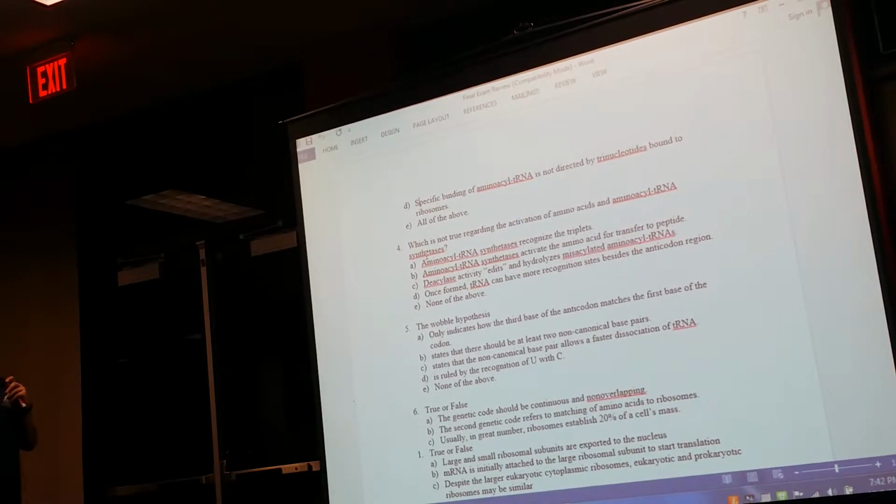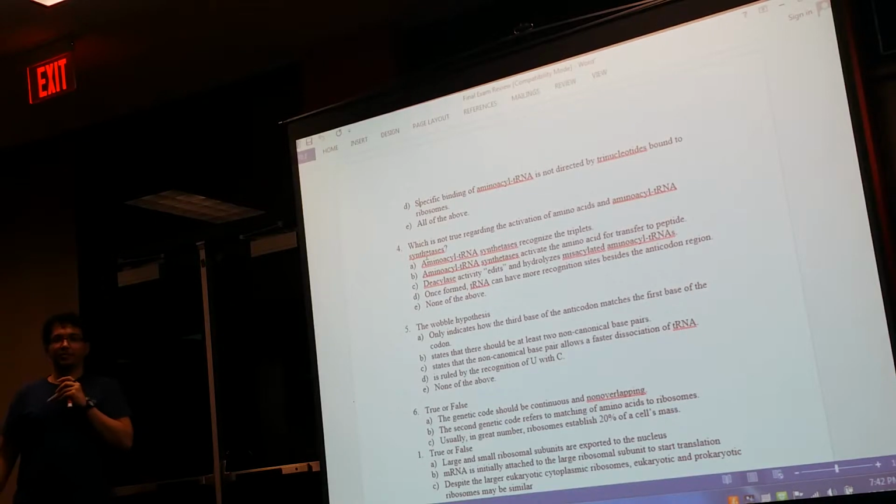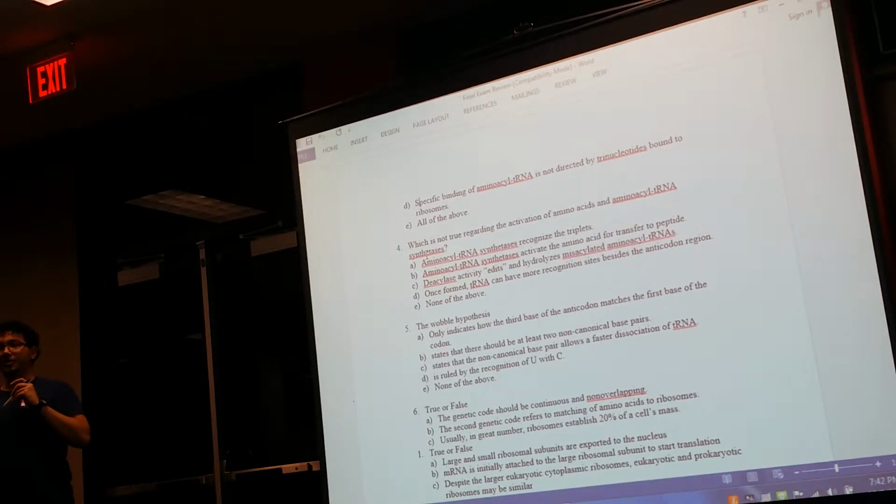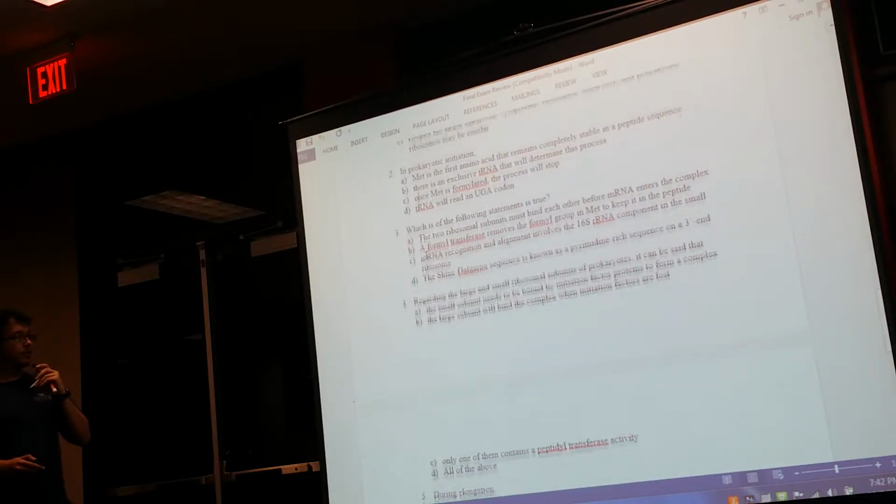The wobble hypothesis is ruled by the recognition of U with C. It's ruled by a lot of different recognition ones, don't worry about that. D might be correct for one base pair, but we saw according to that table there's many, many different combinations. Let's see.